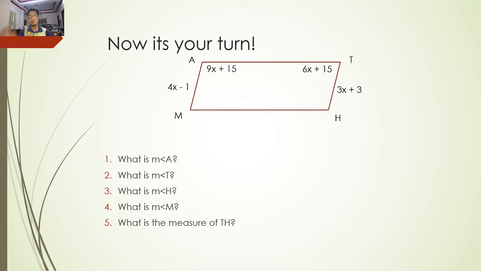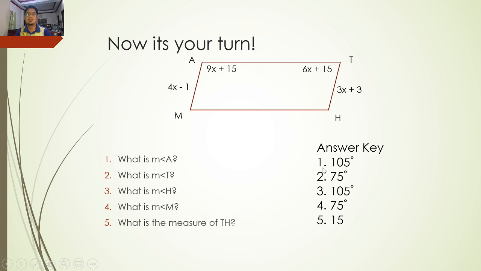Okay, time's up. So I'm going to show what your answer should look like. This will be the answer. So number 1, measure of angle A is 105 degrees. Measure of angle T is 75 degrees. Measure of angle H is also 105 degrees. Measure of angle M is 75 degrees. And the measure of TH, actually kahit dito mo kunin yun, parehas naman sila, is 15.